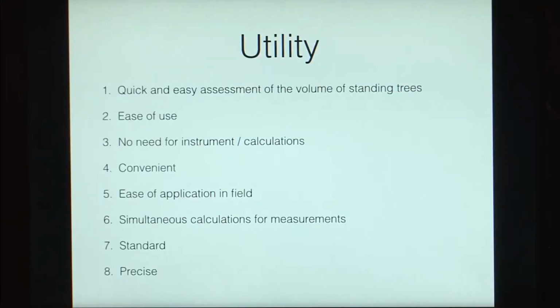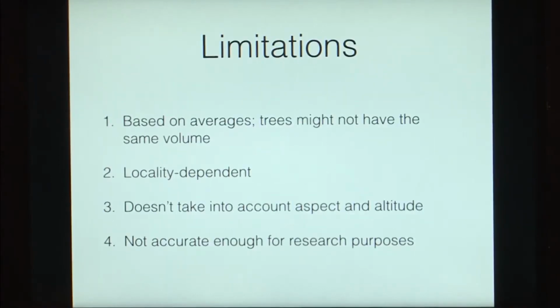They are standard and precise ways of getting the values, but at the same time they also have a few limitations. They are based on averages and your trees might not have the same volume as the average volume. They might be dependent on the locality. So, if you have, say, a local volume table for Kanpur, you might not be able to use it in Dehradun, for instance, because local volume tables will be locality dependent. They do not take into account aspect and altitude.